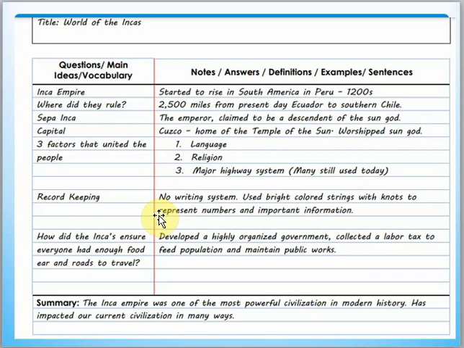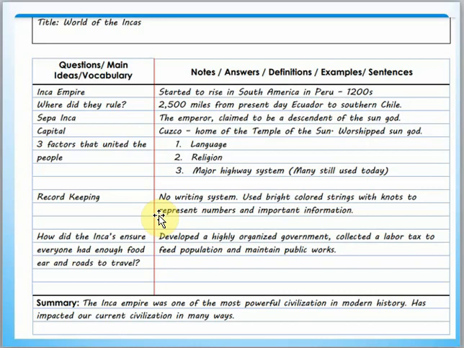Now this is the key point, and they mentioned it: it started to rise in South America, in Peru, in the 12th century. Okay, that is the fact. So they have written it on the right side. Similarly, see the capital point. Now in the capital point what they have written: Cuzco, home of the Temple of the Sun, worshipped the sun god. This is the fact. But for capital, they just mention the capital. Three factors united the people: language, religion, major highway system.